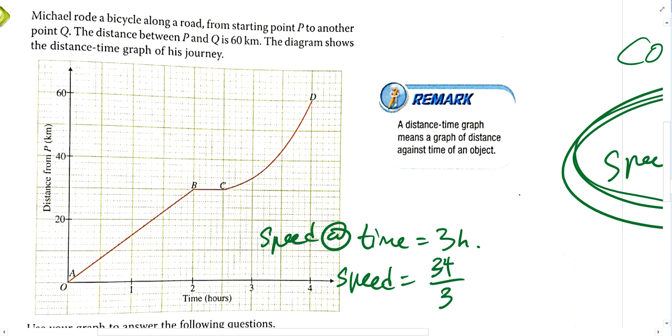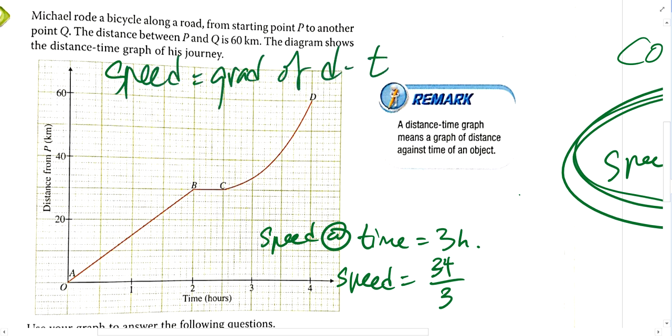What do you mean by total speed? Average speed. I can ask you average speed by time equals to 3 hours, but that is not my question. My question is, what is the speed at time equals to 3 hours? So yes, the speed is given by the gradient of the distance time graph. And what is the gradient at time equals to 3?